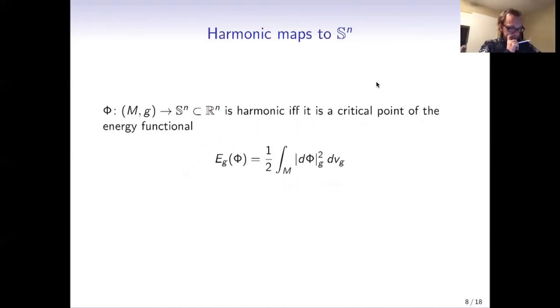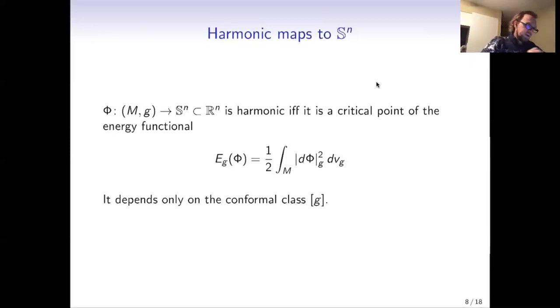So here, dφ squared, you just have dφ as a vector of differentials, right? So it's du1, du2, etc. You just take the sum of squares of all of them, so it's nothing complicated. Just a vector function. So it's critical for its energy functional. And one observation is that it only depends on the conformal class. So this energy only depends on the conformal class of the metric g.